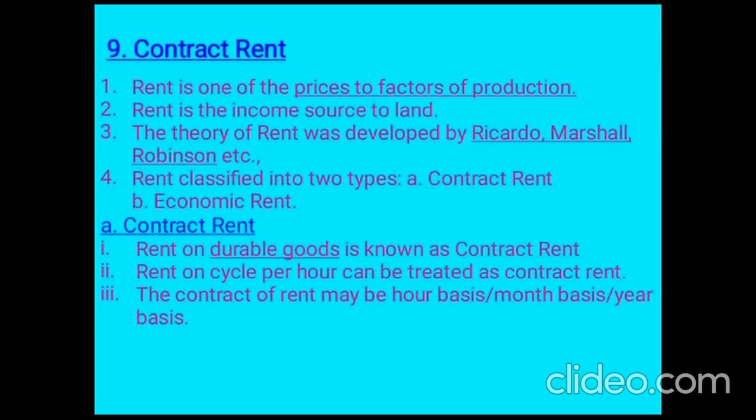Question: what is contract rent? In contract rent, we first have to know what is meant by rent. Rent is one of the prices paid to factors of production. Production means conversion of raw materials into finished goods. Factors of production means the factors which are helpful to produce a product. As we all know, there are 4 factors of production: land, labor, capital and organization.